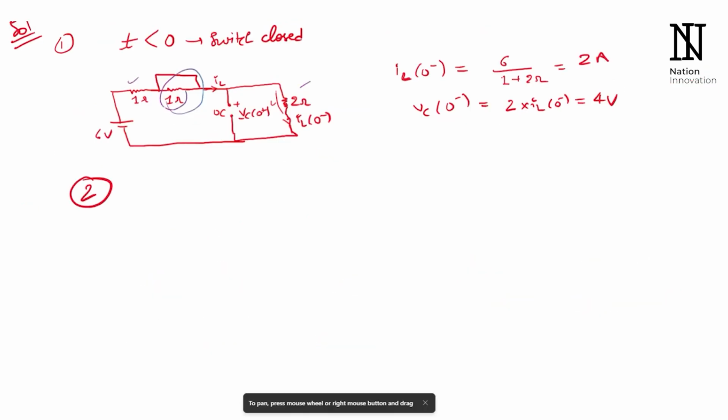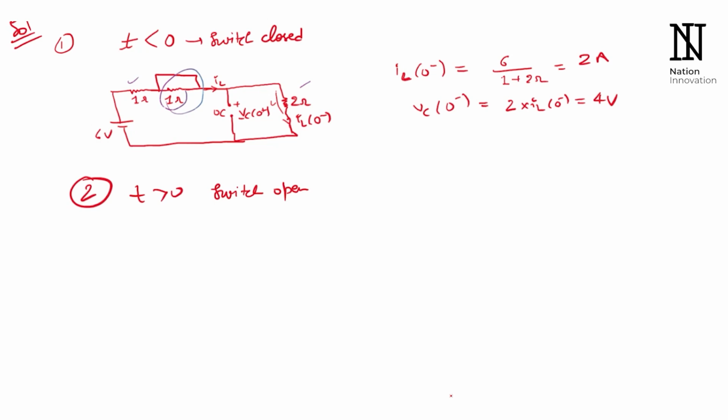Now let's move to t greater than 0, when the switch is open. Let me draw again the circuit when the switch is open. We will have this 1 ohm resistor, again this 1 ohm resistor. Now in this case, the second 1 ohm resistor across the switch will come into play. This is VC. Here we have a 2 ohm resistor, again an inductor. Voltage across this is VL. We have a 6 volt supply here.